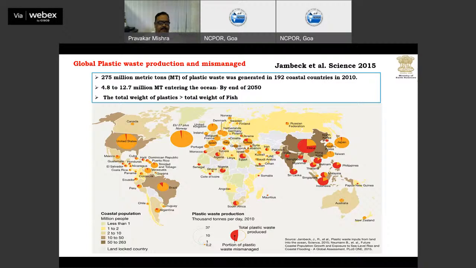Okay. So with this background, the genesis, the starting point of marine litter and microplastic, the consciousness among scientists about the contamination and its ill effects, came after the paper of Jambeck et al. in Science in 2015. The authors warned that the amount of mismanaged plastic entering the ocean is very huge, something like 4.8 to 12.7 million metric tons. By 2050, the total weight of plastics will outnumber the total weight of fish in our ocean.